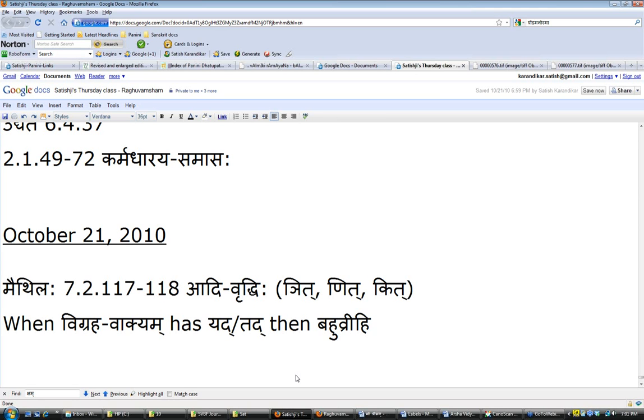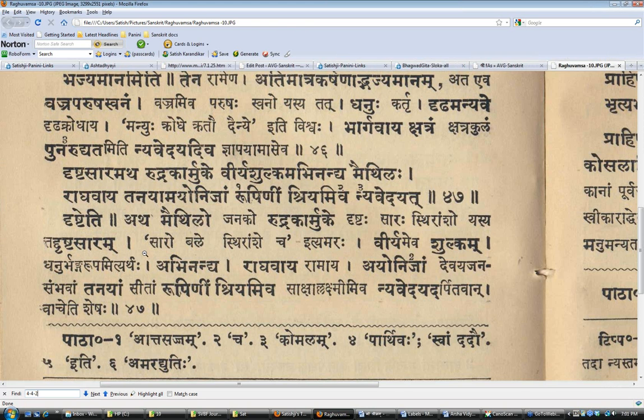So it's a very easy way to spot Bahuvrihis. Look at the Vigraha Vakyam. See if there's a Yat Tat in there. If it's not there, it's not Bahuvrihi. So very simple, you can keep your life very simple.